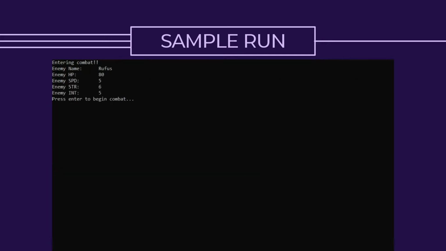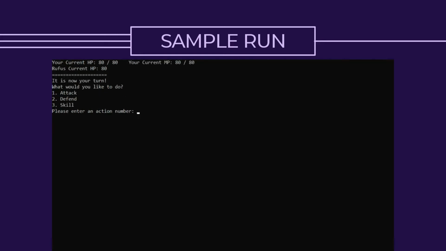When you enter combat, it first prints out the enemy's name, the enemy's HP, as well as the stats. So you can press enter to begin the combat, and then you are given this screen of choosing actions. As now it is my turn, I can see my current HP, my current mana point, and the enemy's current health point. So for now, I would like to choose attack, and it fires an arrow and rolls a random number from the dice, and that calculates into my damage dealt to Rufus. Now it says that Rufus now has 62 HP left.